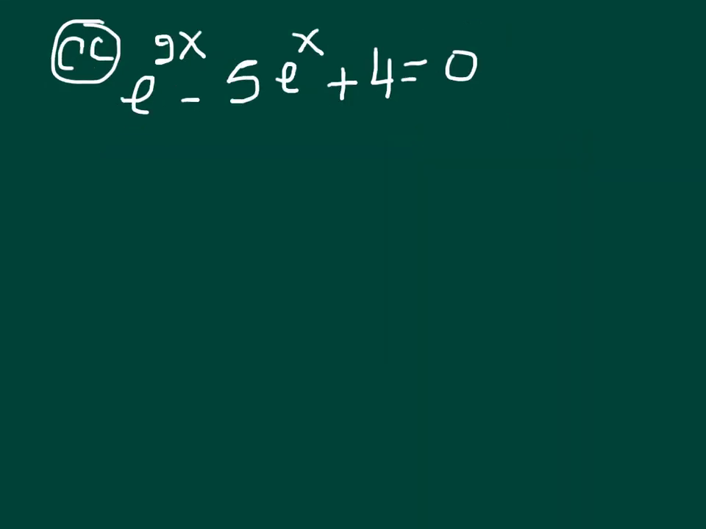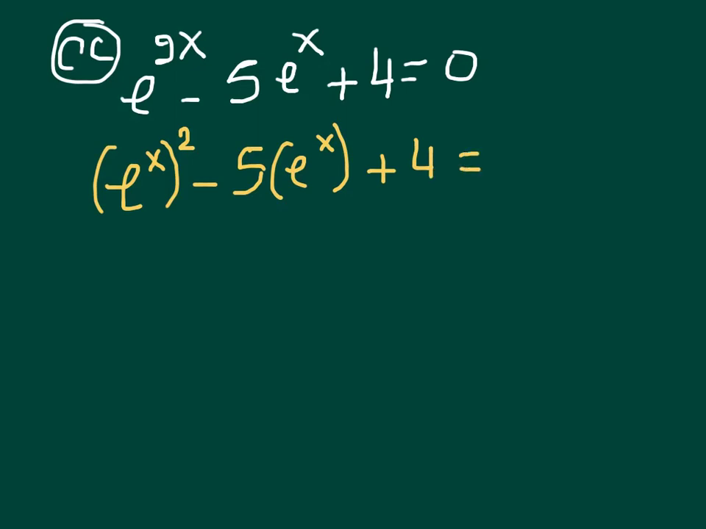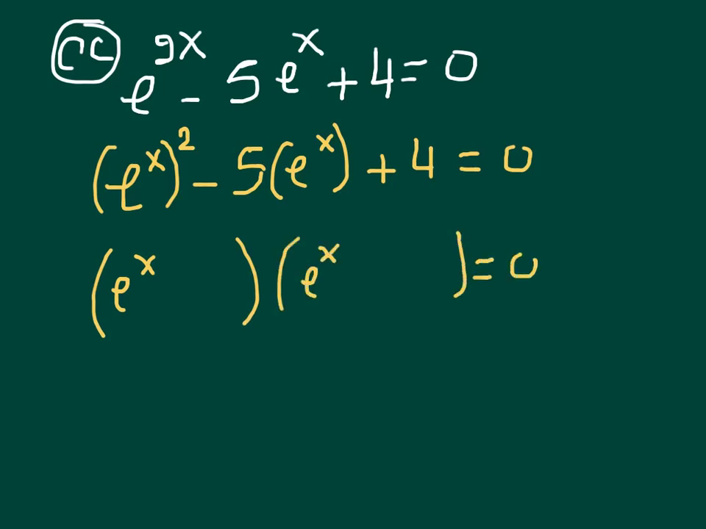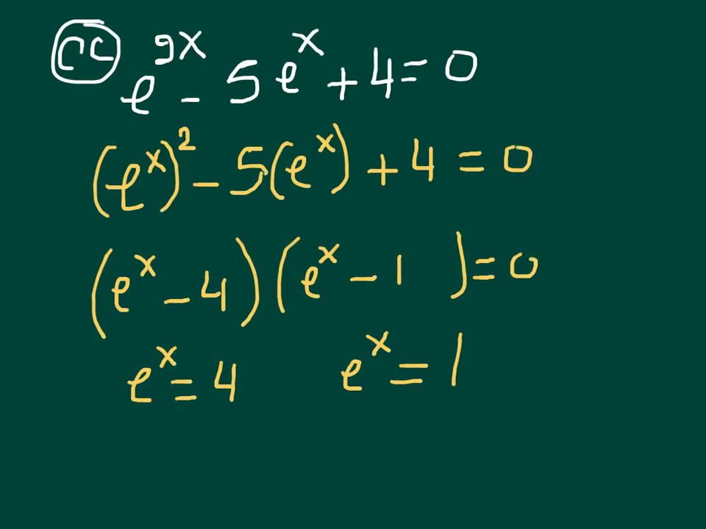D, it's a quadratic form. I want you to know that this is e to the x squared. This is 5 times e to the x. And this is a 4. We can treat it as though it's a quadratic, and when we factor it, it will be e to the x, and then e to the x instead of an x. What's the product of 4, the sum of -5? It's going to be -4 and -1. What we have here, e to the x equal to 4, we have to solve for x, and e to the x equal to 1, we do have to solve for x.